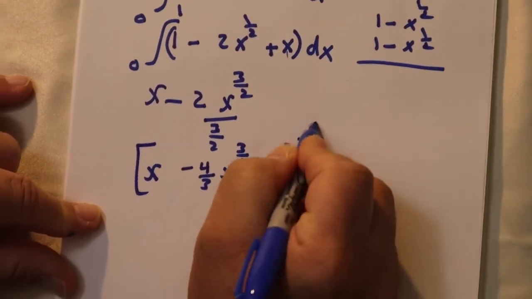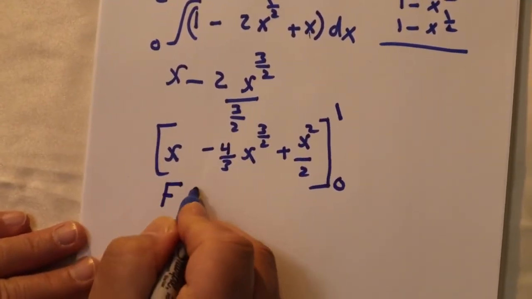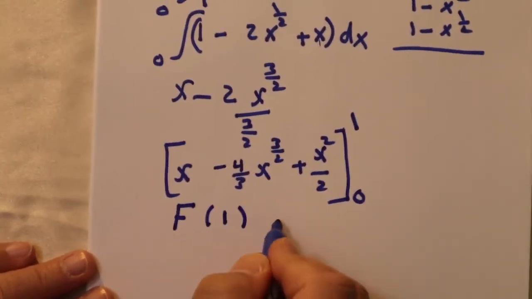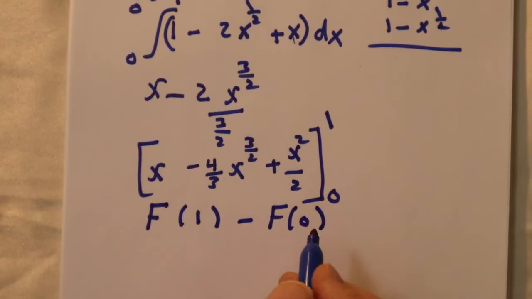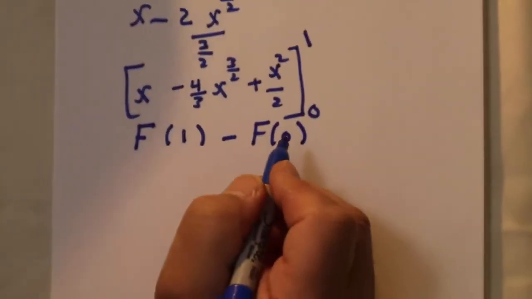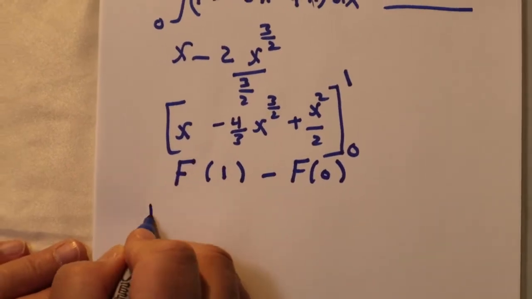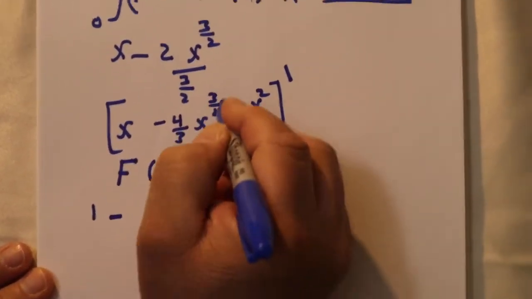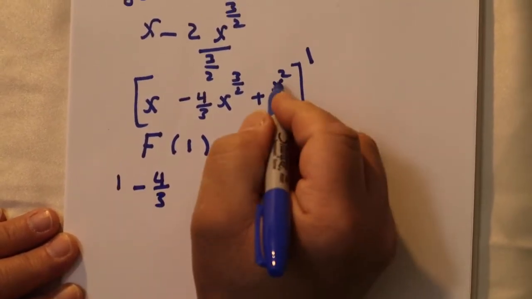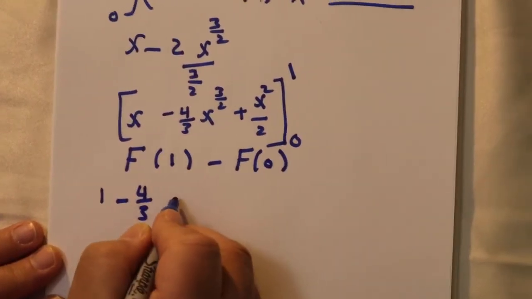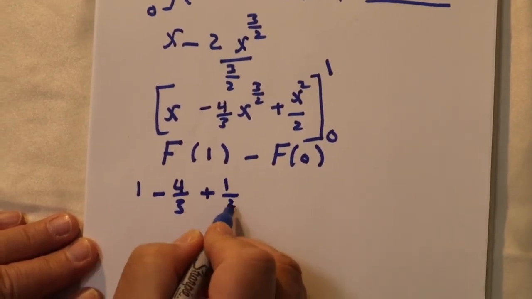It's from 0 to 1. So we'll do that. Apply the integral form: f of 1 minus f of 0. Definite and indefinite integrals, big difference. So you substitute for 1. This will be 1 minus 1 to any power is 1 times 4/3 is 4/3, plus 1 squared is 1 divided by 2 is a half. So we evaluate 1 minus 4/3 plus a half.